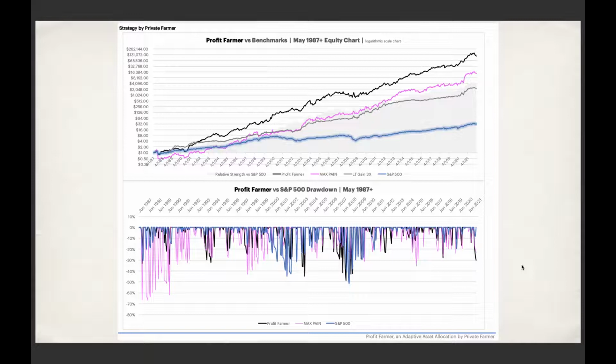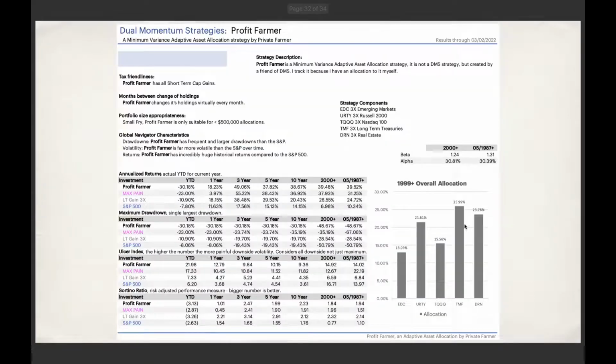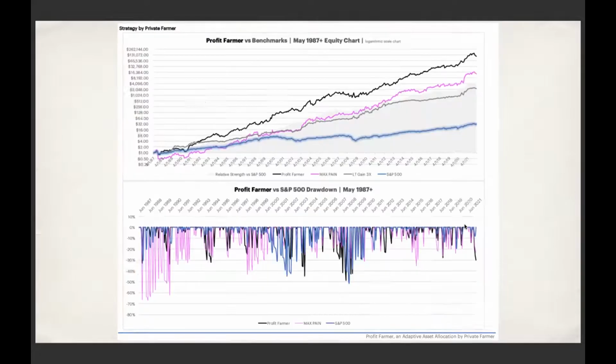But let me just pop up real quick. You can see the strategy components kind of in the middle right section there. Well, if it happened to be in TQQQ, URTY, and EDC, and when one of those events hit, it's going to drop just as much. And it certainly has months where it holds all of those. So anyway, I don't mean to hail Profit Farmer as being impervious to drawdowns. It just happened to handle that particular one much better than Max Payne.